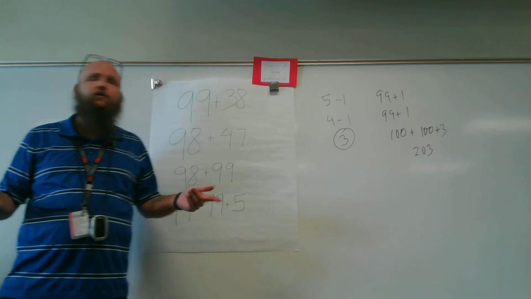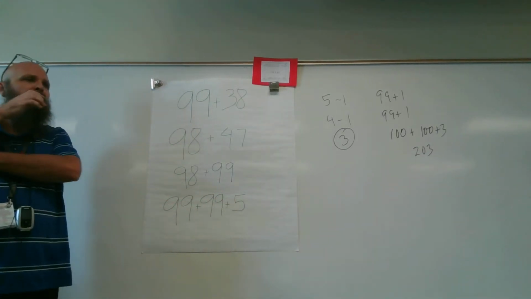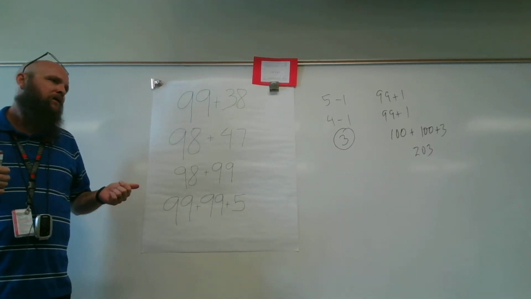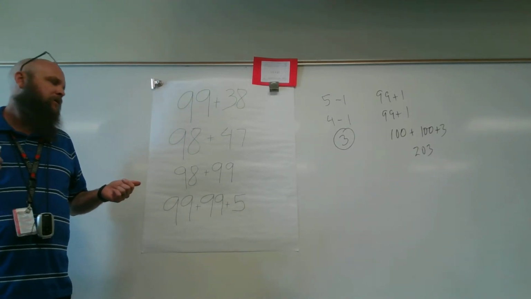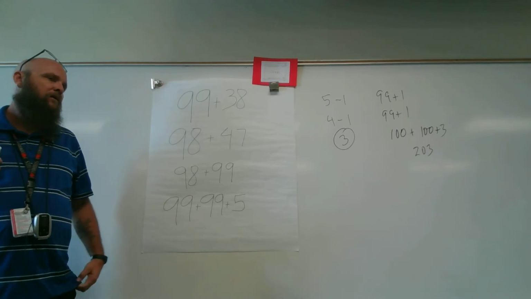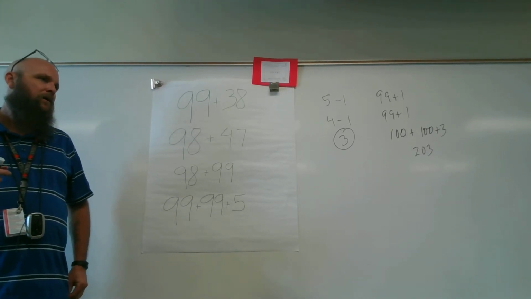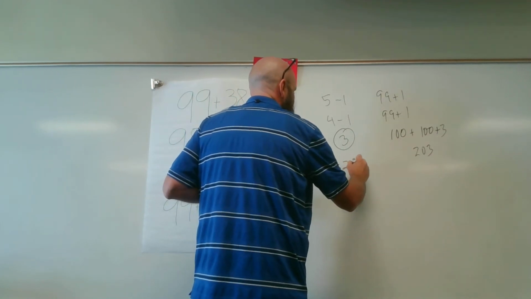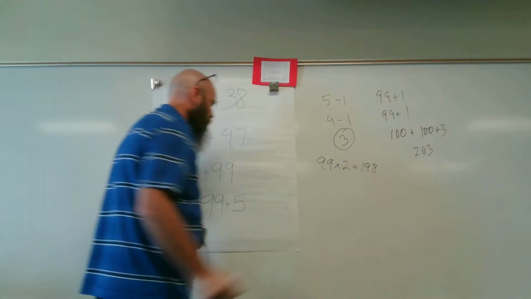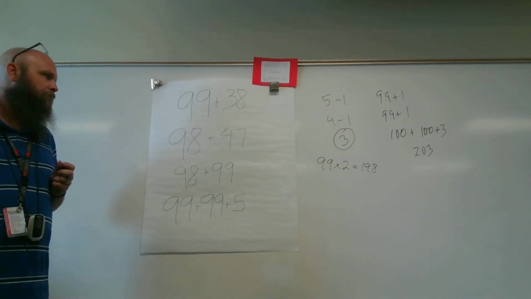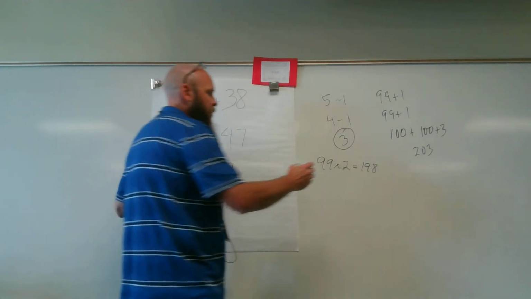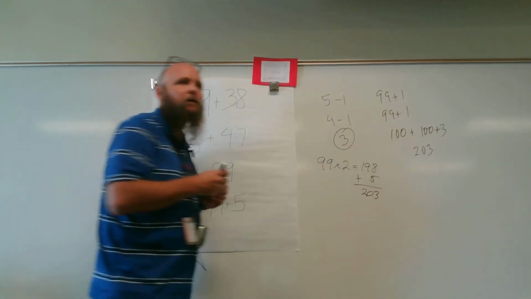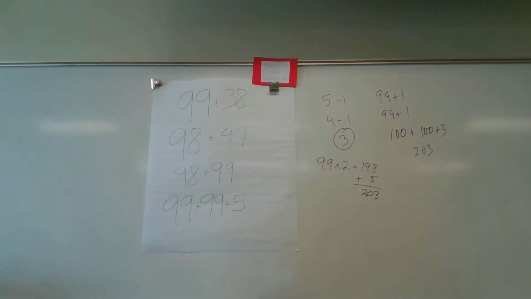Gunner. Shh. I did 99 times 2. Oh. And what did you get for that? I got 198. Good, 198. So you did 99 times 2. And 198. And then I added 5. Okay, and got 203. Awesome, awesome, awesome.